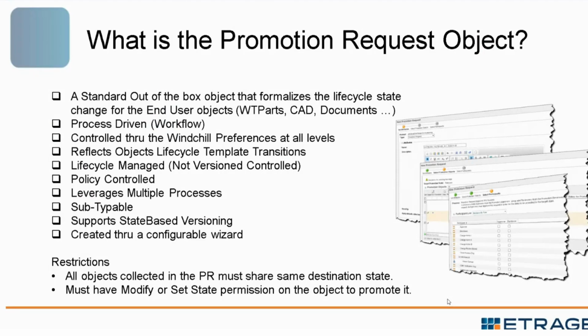So again, I'm walking through the quick introduction of the promotion request object, which is the standard object out of the box in Windchill. It's controlled through preferences, potentially policies. And its main goal is to formalize the state change of end user objects like parts, WTParts, CAD documents, and regular documents. As I mentioned, it's process driven, so it ties to an out-of-the-box workflow.